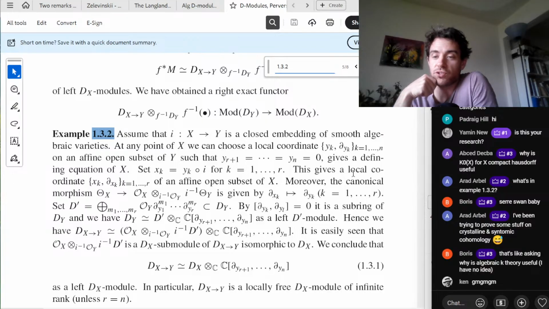Trying to prove crystalline and syntomic cohomology, stuff about that. I don't know. I've heard of crystalline, but I don't really know what it means. I've definitely never even heard of syntomic cohomology.